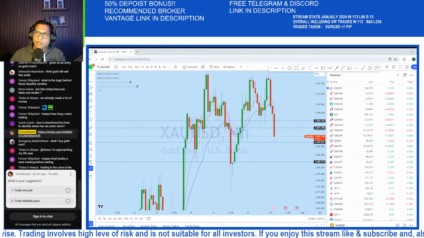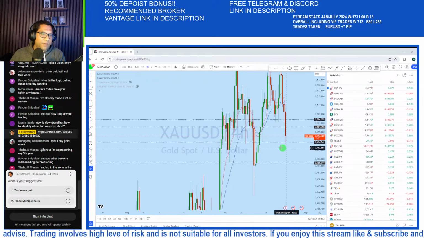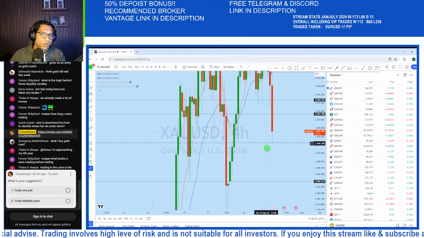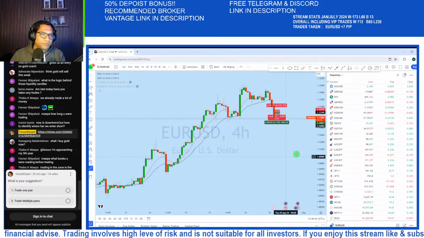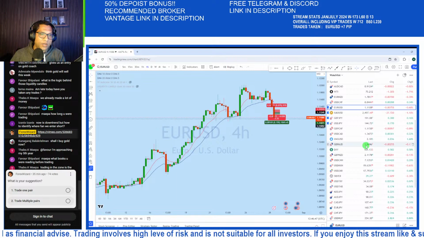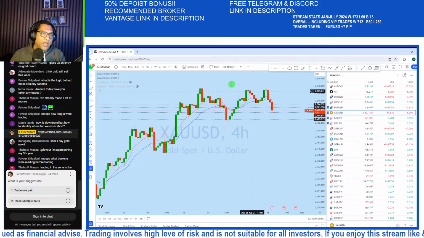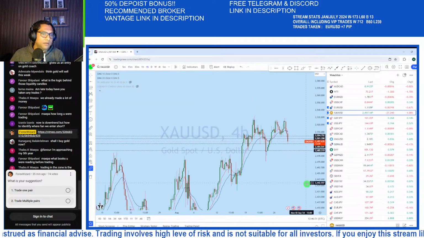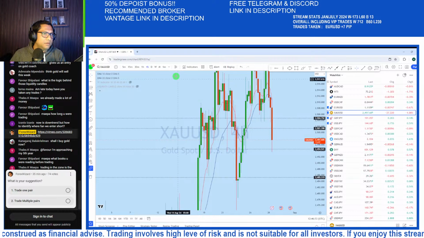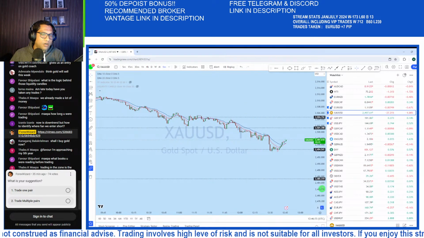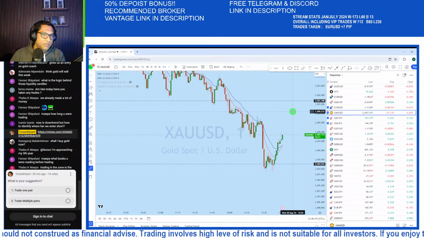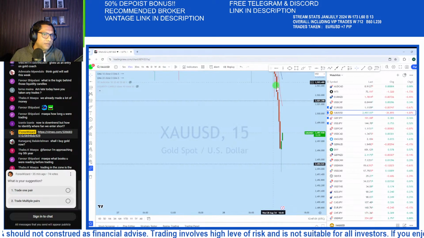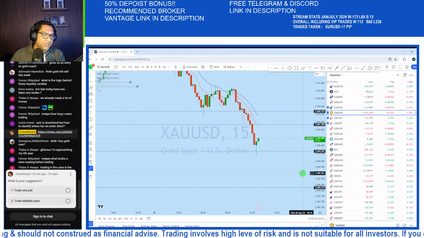Now let's see how gold is doing after the break of this low. While we can see that euro dollar, after the break of the support, is trying to bounce back up. On the 1 minute chart, we can see there is a bounce. That bounce might lead the price to go back to the resistance.